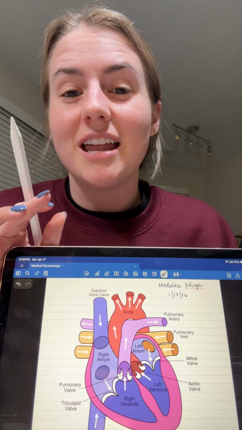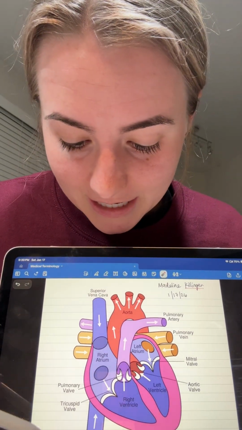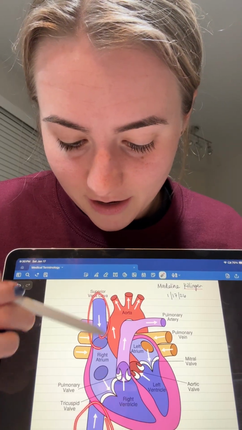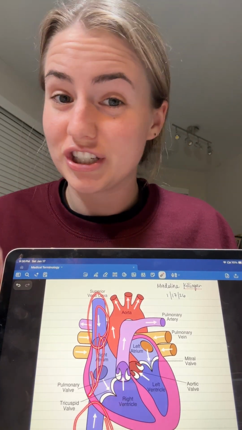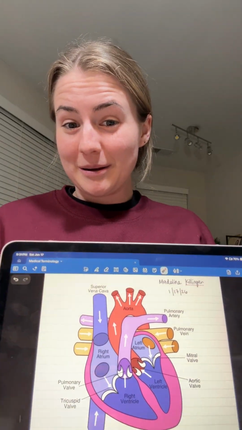venules, and then venules into veins, and then the veins take it back into the vena cava, where it goes back into the heart for oxygenation. So that is the whole blood flow in our bodies.